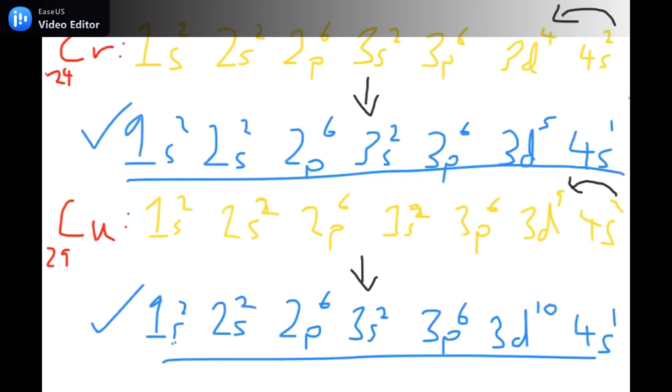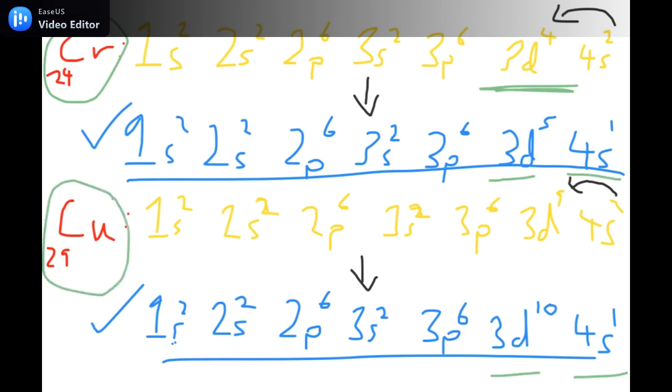In chromium, we can see that 3d originally is not stable. Chromium is not stable because 3d is not half-filled or full-filled. However, if one electron is transferred from 4s to 3d, we can see that even 3d will get half-filled and 4s will get half-filled, which means chromium will get stable. Similarly, in copper, when one electron is transferred from 4s to 3d, 3d will have 10 electrons, 4s will have 1 electron, 3d is full-filled, 4s is half-filled. That means copper is stable. So that's why this only happens in chromium and copper, that an electron is transferred from 4s to 3d, that is from a low energy orbital to a high energy orbital, to get stability.